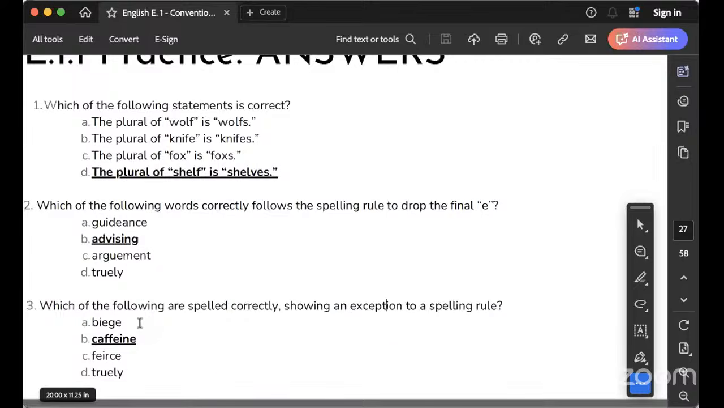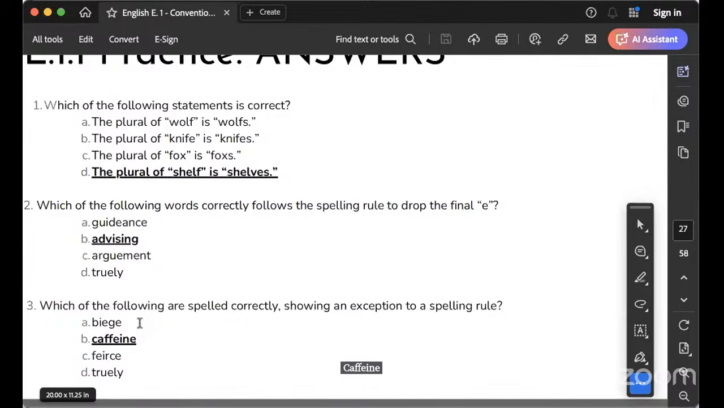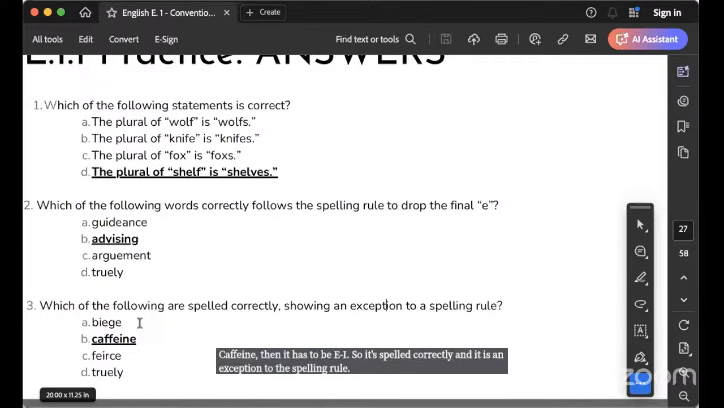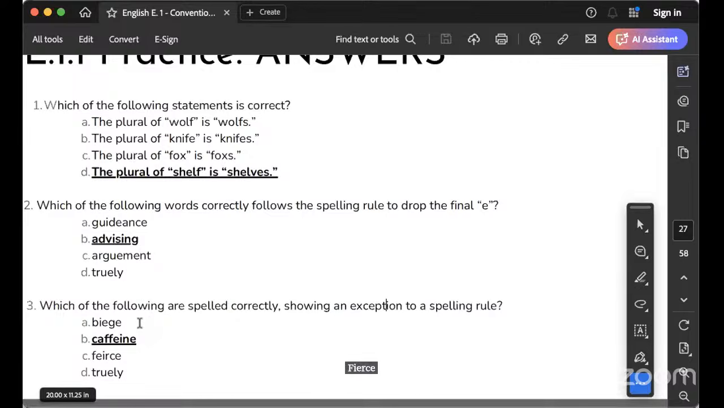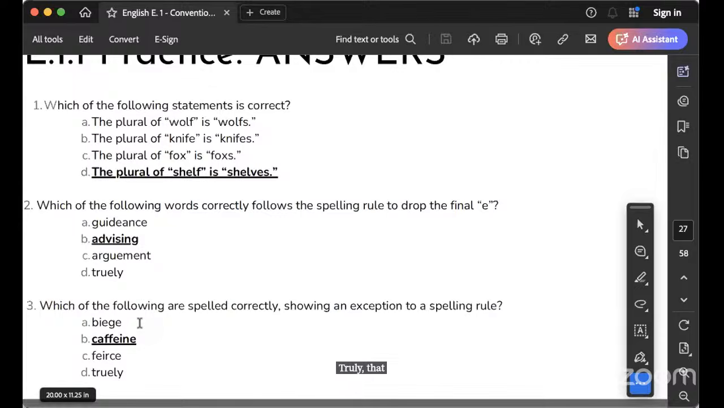Caffeine, I before E, except, and this is one of the ones we didn't get into the nitty gritty of, but this one's if it sounds like the E, caffeine, then it has to be EI. So it's spelled correctly, and it is an exception to the spelling rule. Fierce, this one's supposed to be I before E. It's not an exception. It's supposed to be FIER. Truly, that one is supposed to drop the E because it has the consonant LY suffix being added to it.